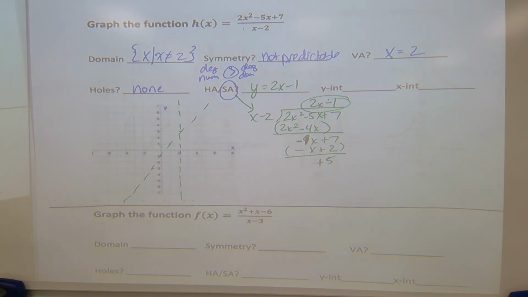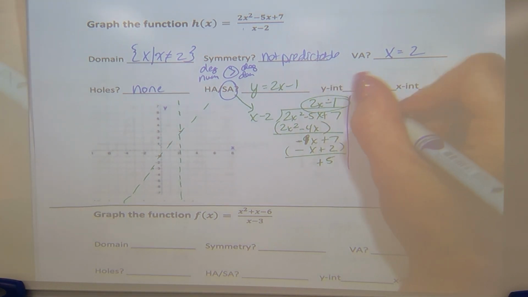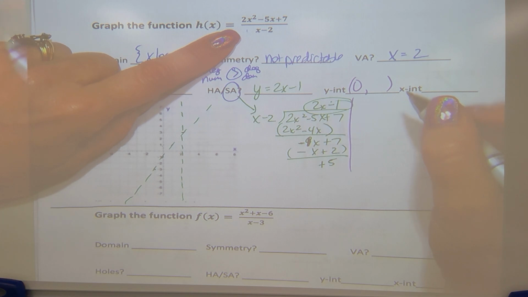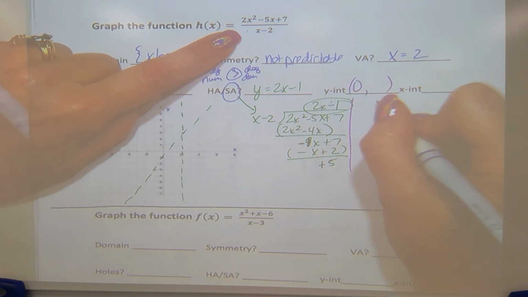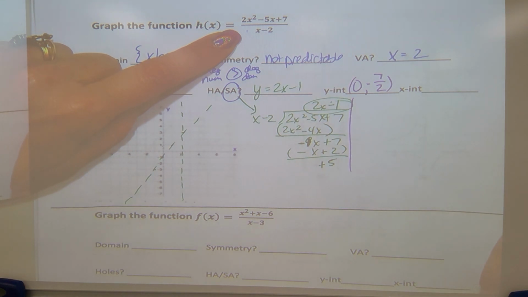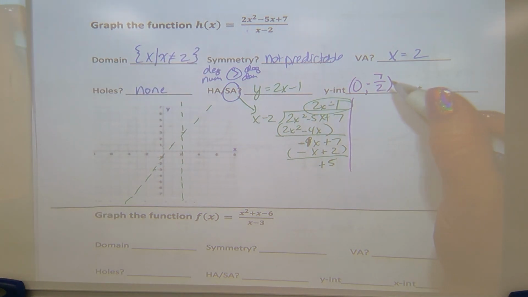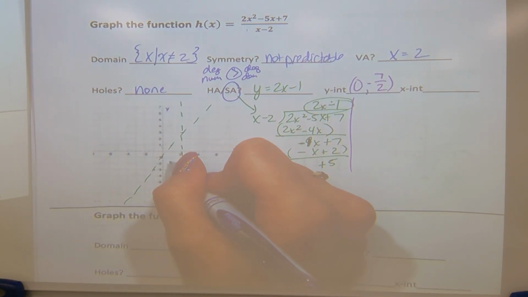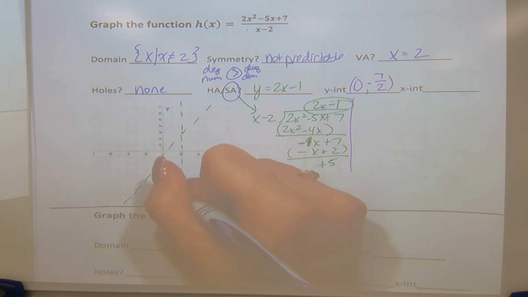Then I look at the y-intercept. Y-intercept happens where x equals 0. So if I plug in 0 for x into my function, I get negative 7 halves. Negative 7 halves is the same thing as negative 3 1/2. So where x is 0, y is negative 3 1/2. So that's going to be right down there.